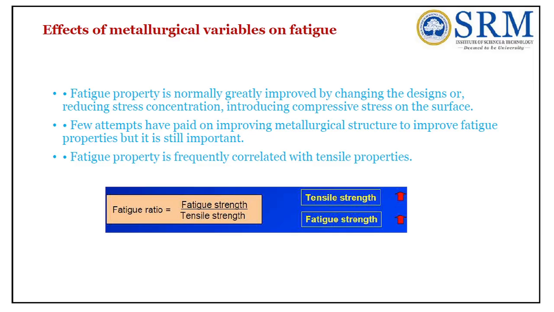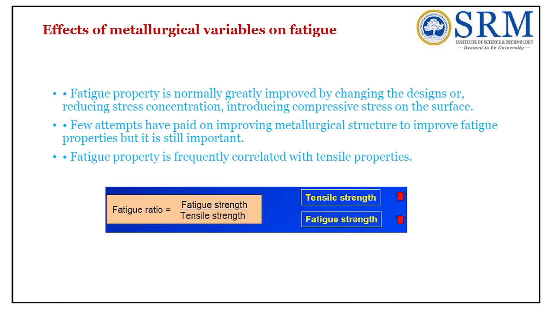Now the effect of metallurgical variations on fatigue. We already know that the fatigue ratio is the ratio between the fatigue strength and the tensile strength. As the tensile strength increases, the fatigue strength increases. Fatigue properties are normally greatly improved by changing the design, reducing the stress concentration, or introducing compressive stress on the surface. Few attempts have been made at improving material structure to improve fatigue properties, but it is still important.